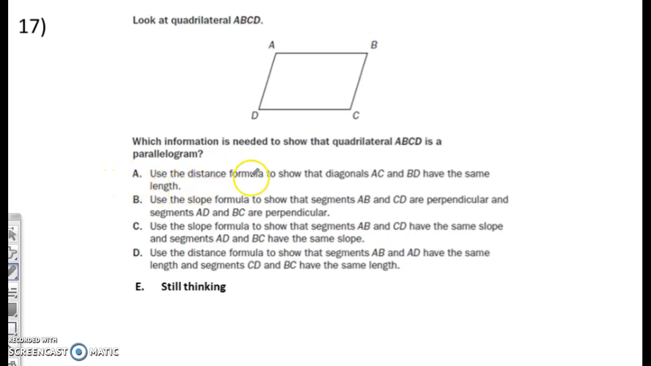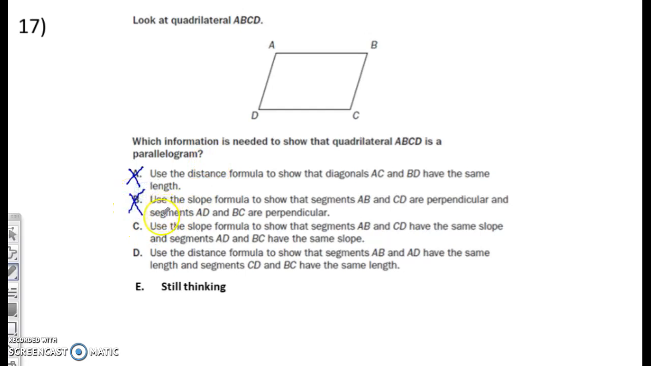Use the distance formula to show the diagonals AC and BD are the same length. Well, they're not going to be the same length. AC is going to be shorter than BD, so that's not it. Use the slope formula to show that segment AB and CD are perpendicular. Well, they're definitely not perpendicular.